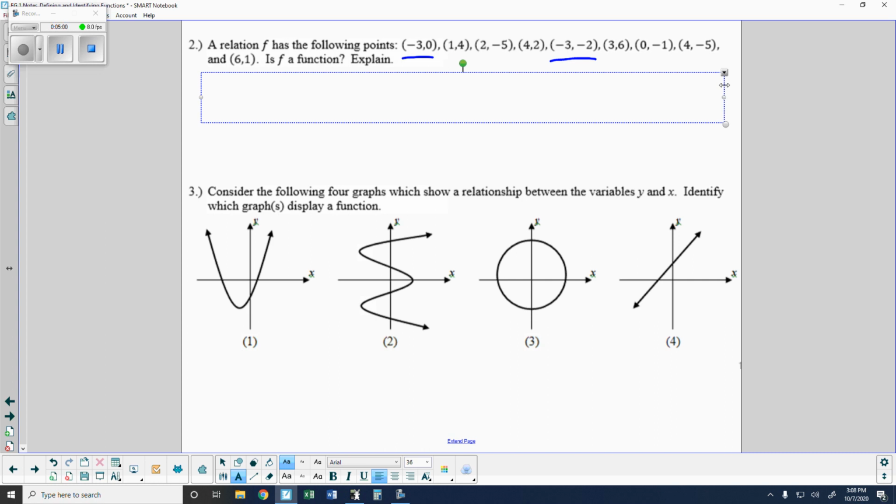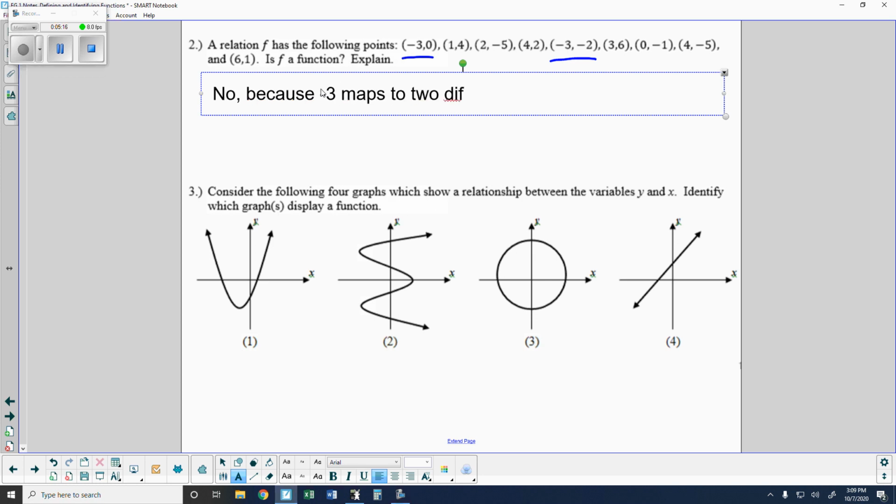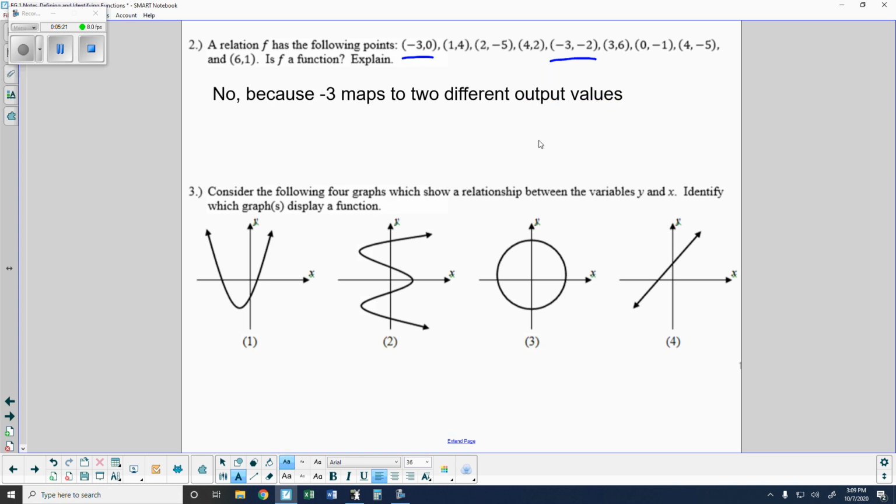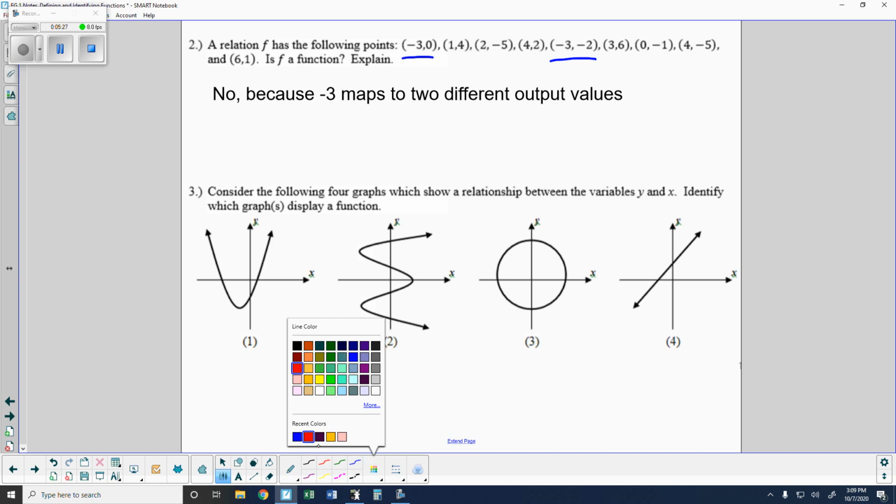So if we wanted to explain our answer, all we would have to do is say that, no, this is not a function because negative 3 maps to two different output values or y values. And negative 3 isn't the only reason this is not a function, but it is one of them. You may also have looked at 4, 2, and 4, negative 5. So according to this, 4 also maps to two different output values. So it is not a function based on two different scenarios.